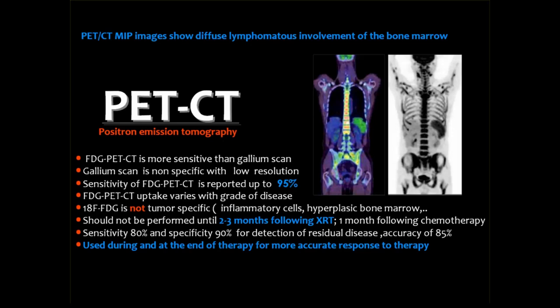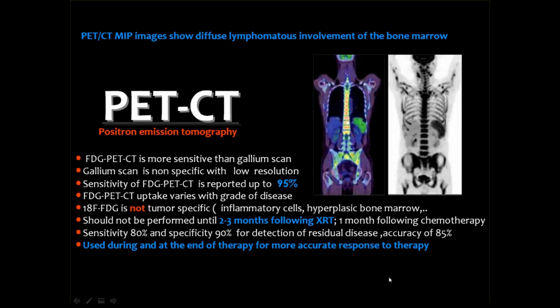PET scan is more sensitive than gallium scan, and PET scan is also rapid in performance compared to the gallium scan. And the lymphoma lesions are metabolically active. What's important is that PET scan is not tumor specific, since it can show metabolic activity in inflammatory lesions and in hyperplastic bone marrow disease.